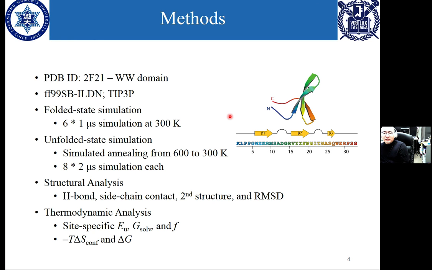For the unfolded state, we were more careful in that we carried out the simulated annealing from 600 to 300 Kelvin for the protein to unfold and then rest. Then 2 microsecond simulation was performed for each trajectory, and the last microsecond was used for analysis. The following structural properties were computed: hydrogen bond, side chain contact, secondary structure, and RMSD.